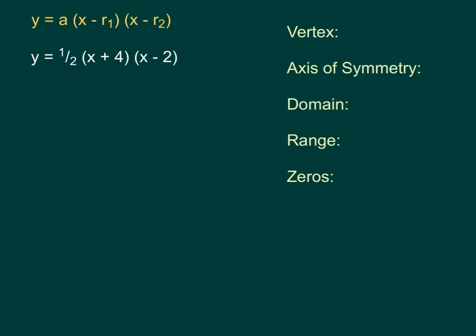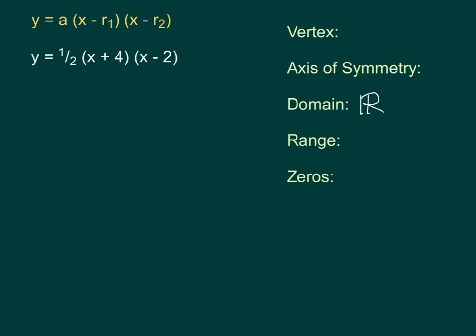All right, so last one here is the intercept form. This is where I'm given the 2 x-intercepts, and I go from there. So in this case, I have y equals 1/2 times x plus 4 times x minus 2. And in order to figure out any of this information, I want to think about what's going to be easiest. Well, probably the easiest one first is the domain, since I told you that's always going to be all real numbers. The easiest after that is actually going to be the zeros.